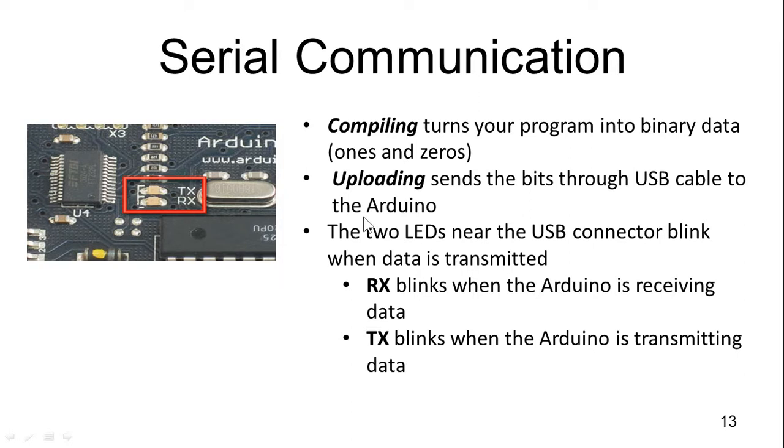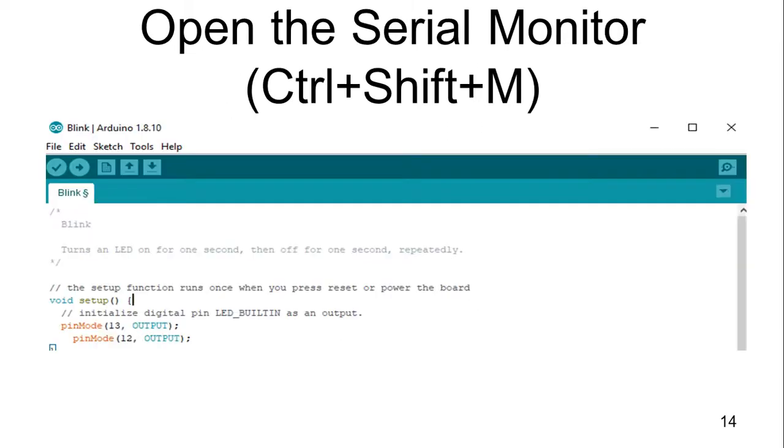We can access the serial communication, the serial port, by pressing Control Shift M, or by clicking this icon to get to the serial monitor. Any data we can send from there, or we can receive any data over there from the Arduino.